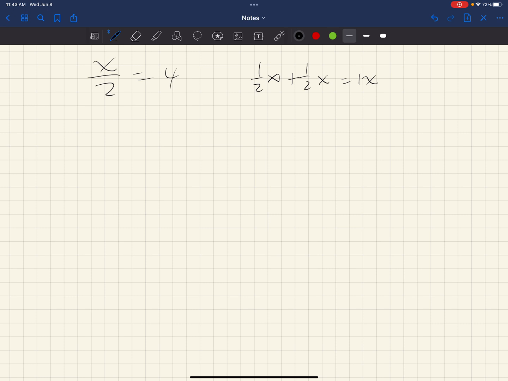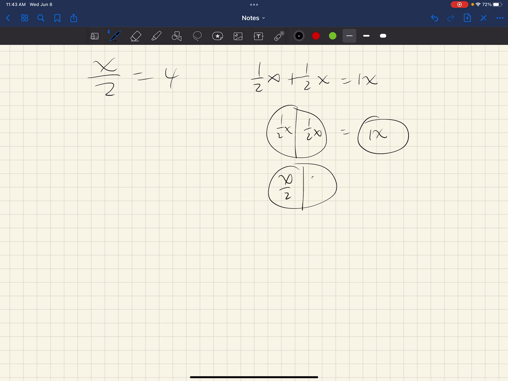The reason why is if I have a half of x and a half of x, that's equal to 1 whole x. And this is the same thing as x over 2. This just means dividing x into two different pieces. A half of x plus a half of x is equal to 1x.